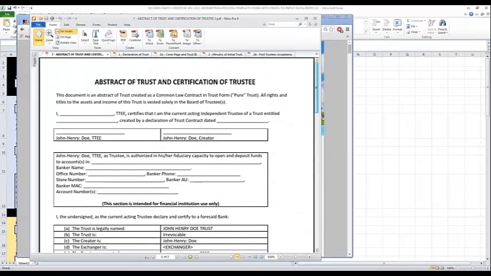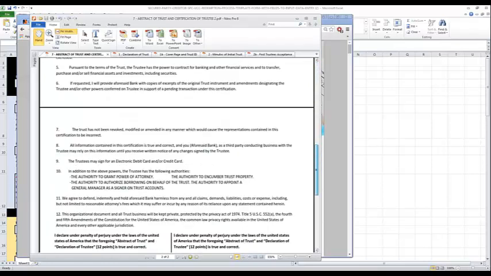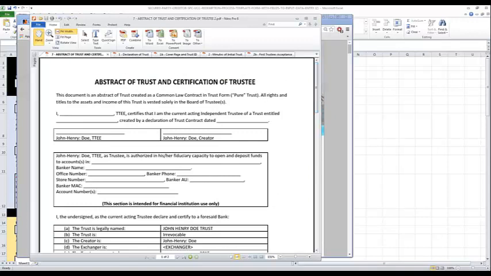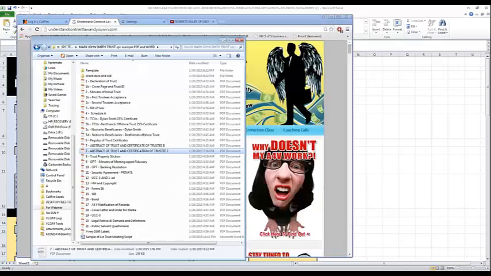So this is like something you would show to open up a bank account. The abstract and certification of trustee. You would fill out all this information and bring this to open a bank account. That's the main document you need. And we show you how to do that in the course. And if you have issues and trouble, we walk you through Q&A, trial and error. We walk you through all that.